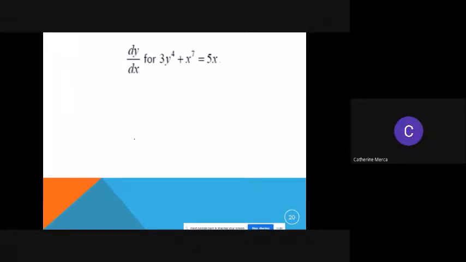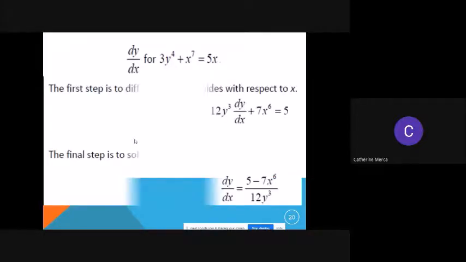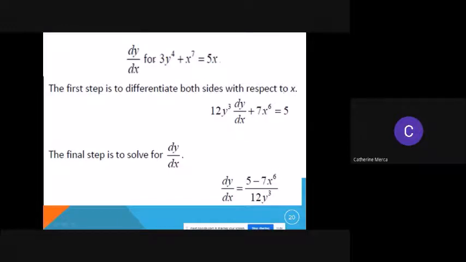So you are asked to find dy dx for 3y to the 4th plus x to the 7th equals 5x. We have to differentiate both sides with respect to x. With respect to x, this becomes what value? 12y cubed dy dx. Okay. Any?